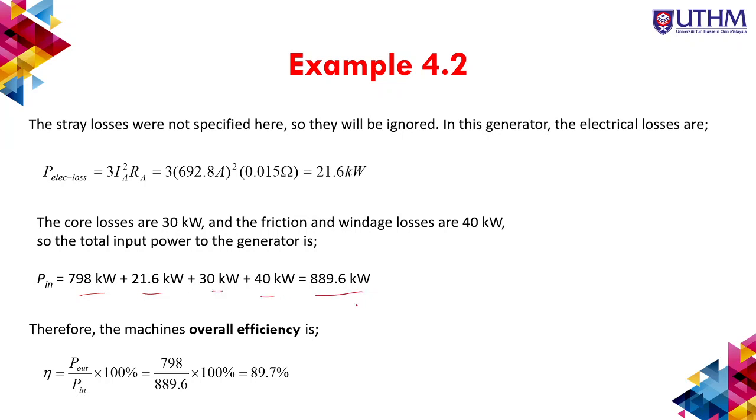Then we can calculate the efficiency, which is the P out divided by P in times 100. Efficiency is in percentage. So then we can get 95.7%.